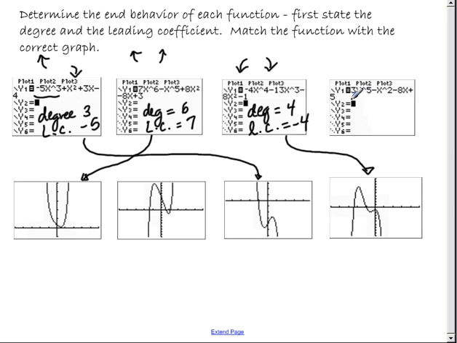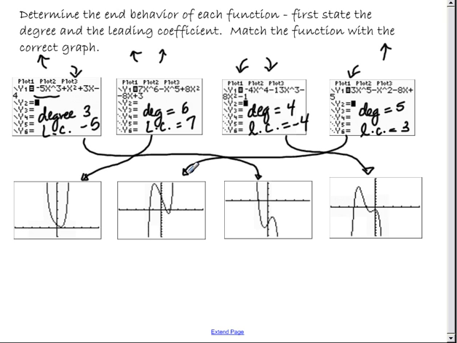And our last one, 3x to the 5th minus x squared minus 8x plus 5. Our degree is 5. The leading coefficient is 3. So here we have an odd degree with a positive leading coefficient. So that's going to resemble x cubed, which looks like this. And here we see it's down to the left and up to the right. And so that would be the graph of that polynomial.